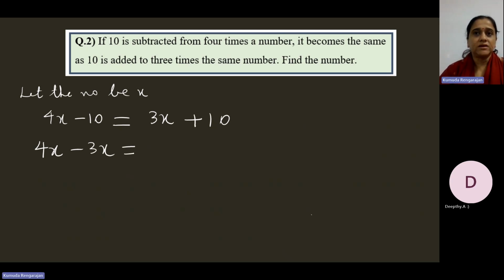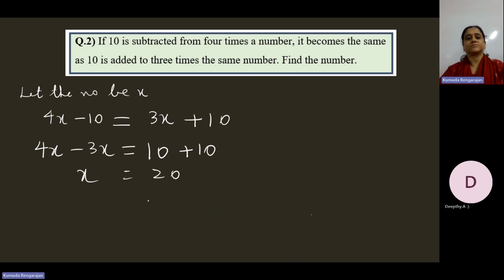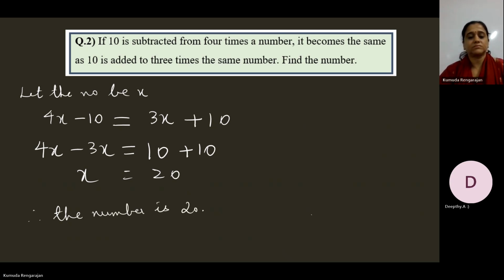Put the equal to sign. What is already on the right hand side? 10. Write that first. 10 is already there. Now who's traveling to the RHS? Minus 10 as plus 10. Correct? So x is equal to 20. So the number is 20. Therefore, the number is 20.